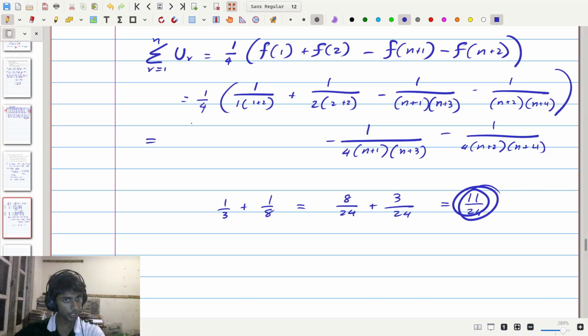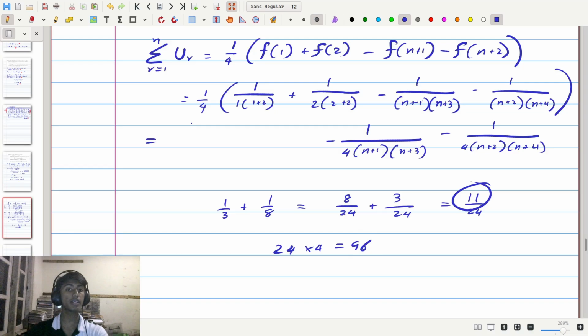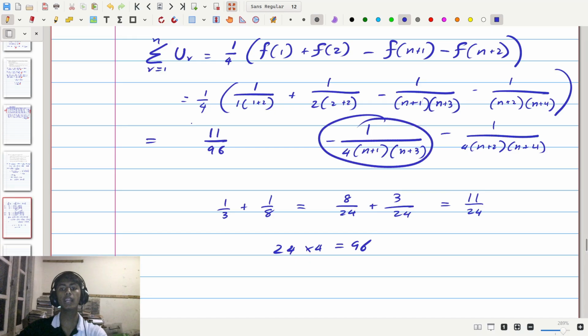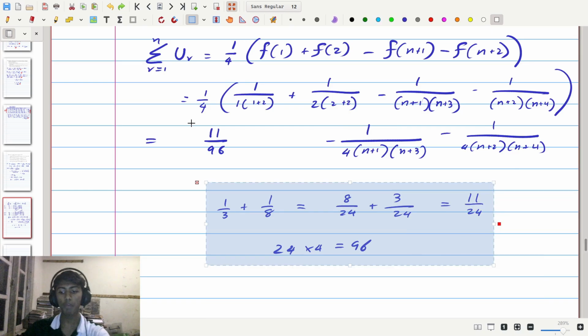So we have 11 over 24, but then we have to multiply by 1/4, and if we multiply 24 by 4, we get 96, and therefore we have 96. On top we have 11, so the term here is 11 over 96, and therefore we have 11 over 96 minus this term, and that is the value of our sum.